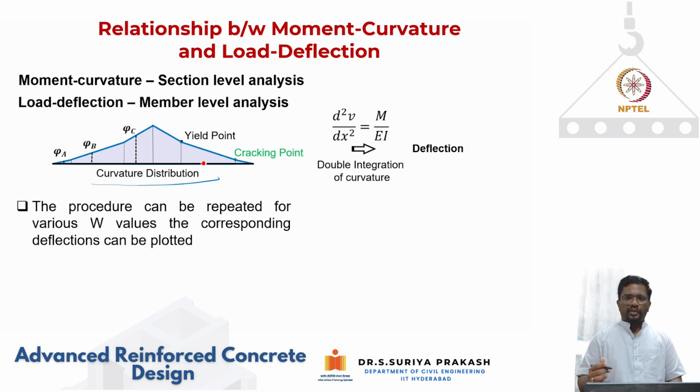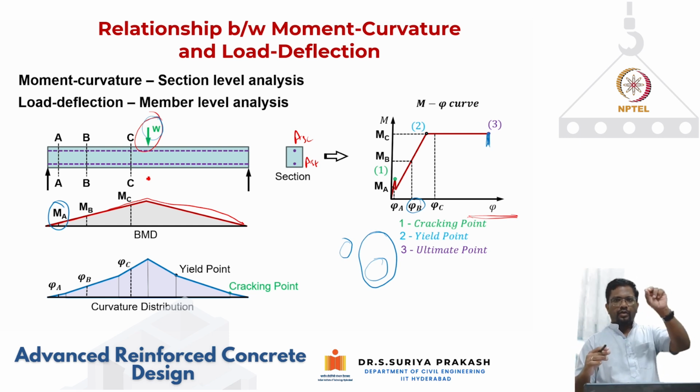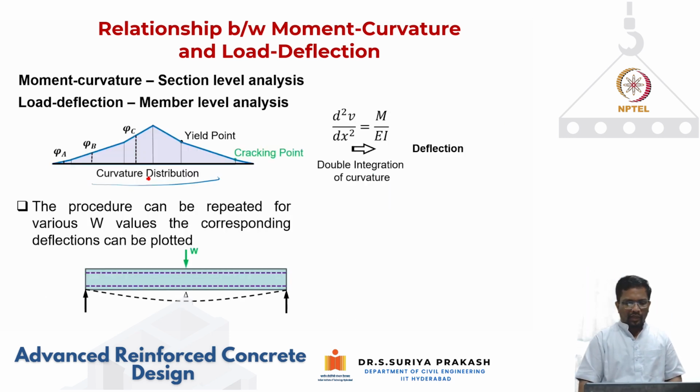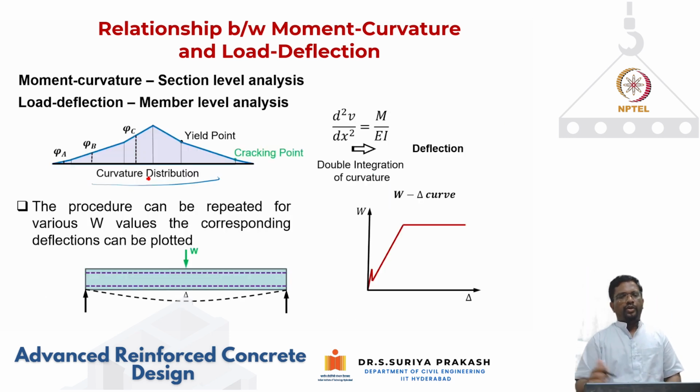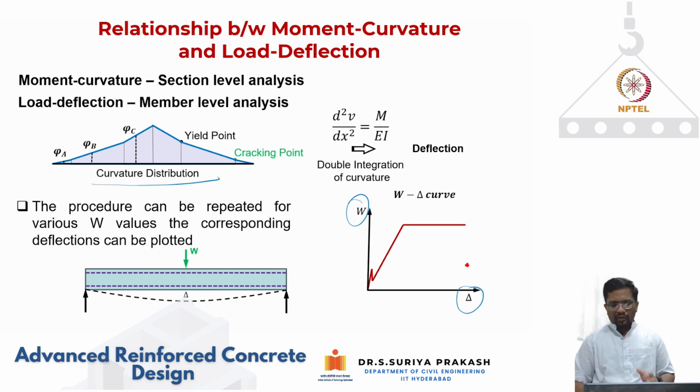So this procedure can be repeated for different values of load. Now we go back, we have considered one load W, what is the moment? The load can be increased from 0 up to collapse, right? So similarly, you will get different moment distributions and different curvature distributions. So when you do integration for one particular load W, you will get one deflection. So I can repeat this analysis and I can get the entire load deflection curve. So this is your load deflection curve. This is the way we link your section analysis to member level analysis.